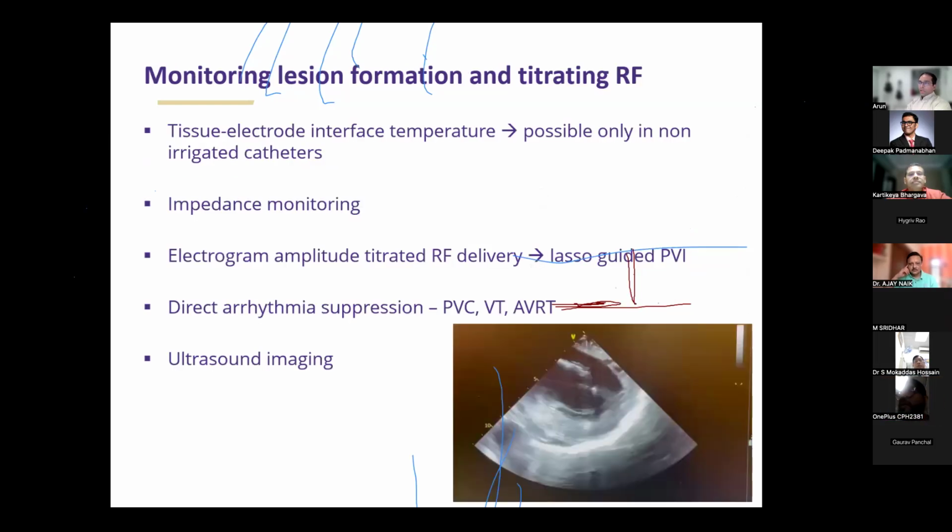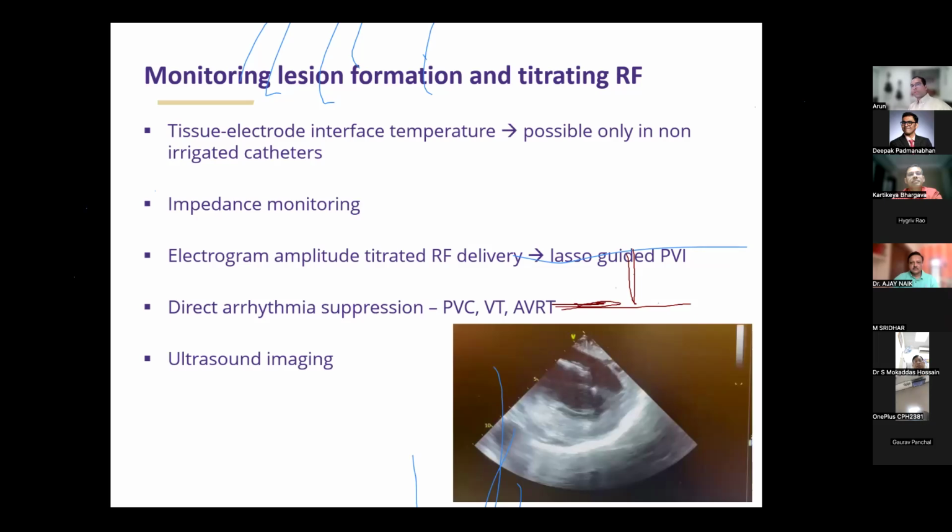Okay, so monitoring lesion formation. We talked about it, and this is important. How can you tell if you're delivering a good lesion or not? Tissue electrode interface temperature is a crapshoot once it comes to irrigated catheters. It's only possible in non-irrigated catheters. So with irrigated catheters, you need other ways to monitor lesion adequacy. Impedance monitoring is one. You are looking for a 10 to 20 ohm drop in impedance with a lesion, and that would be considered a good lesion. Sometimes there is something called electrogram amplitude titrated RF delivery.